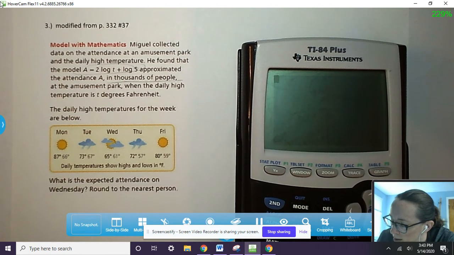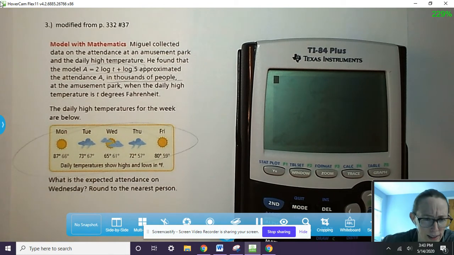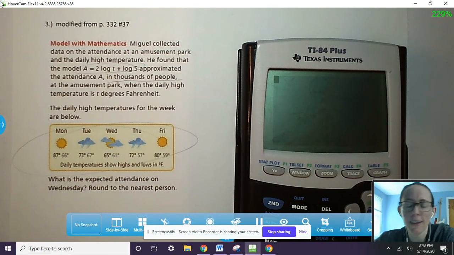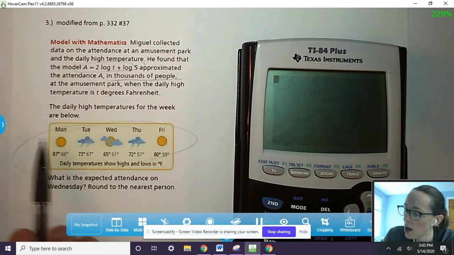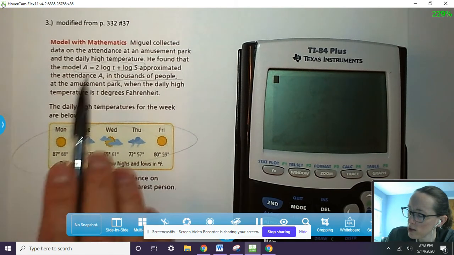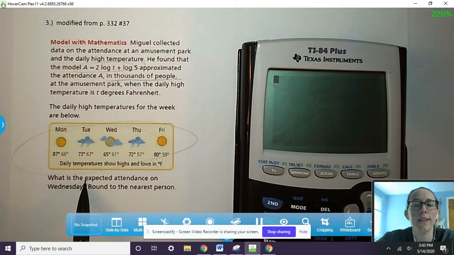So here is a little something from our weather app. That is not what we're looking at for next week. I think it might be a little colder next week, and I think it's supposed to rain like all week. Hopefully that'll change. But what we want to do is use this information to find the expected attendance on Wednesday.